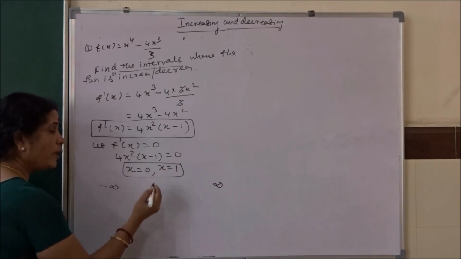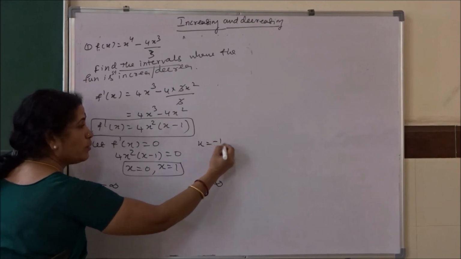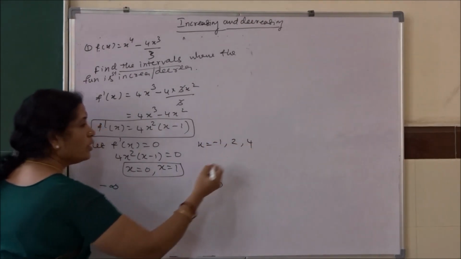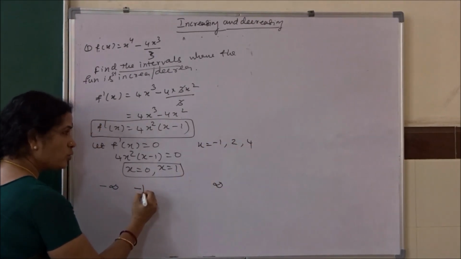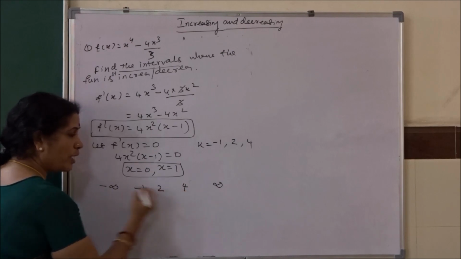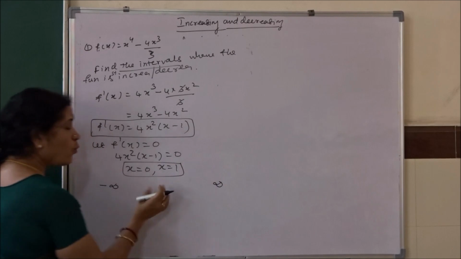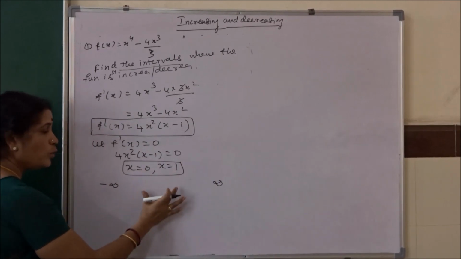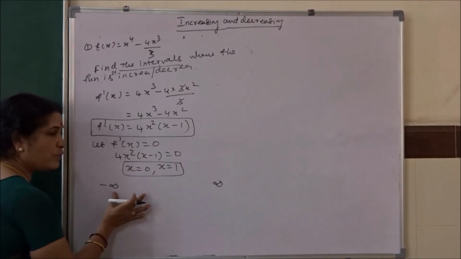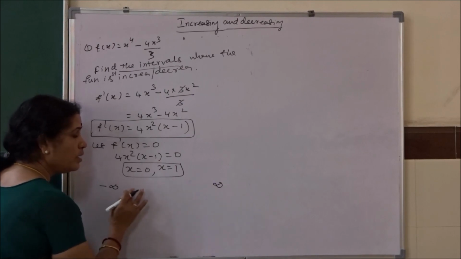If you have 2, 3 values, for example, x is equal to minus 1, 2 and then 4, then you have to put it first minus 2, then 2, then 4. Like this, then we have to divide the interval. Clear to you what I am saying?